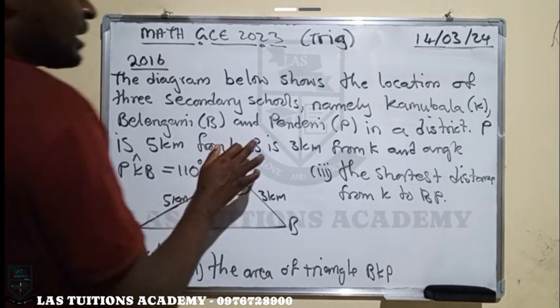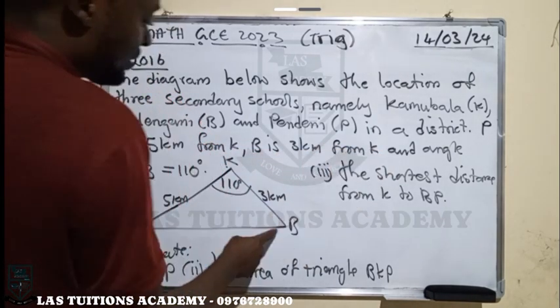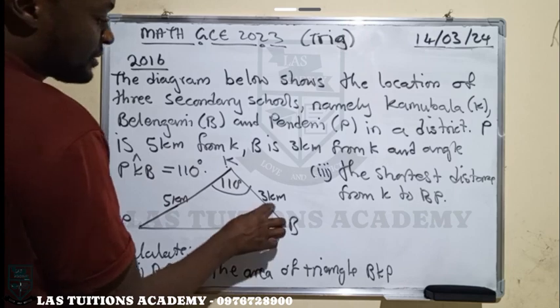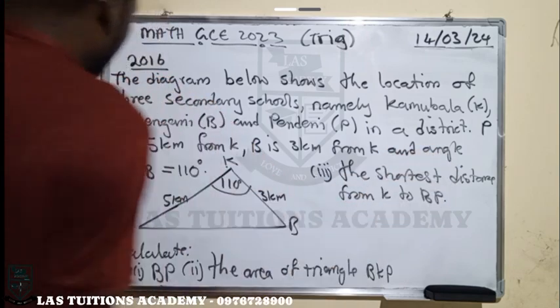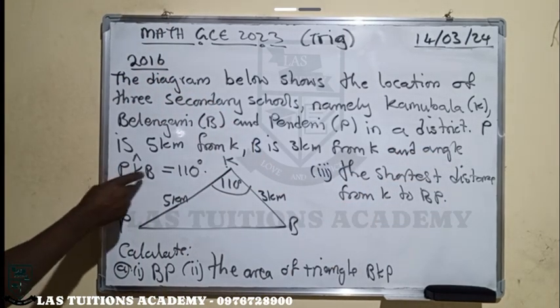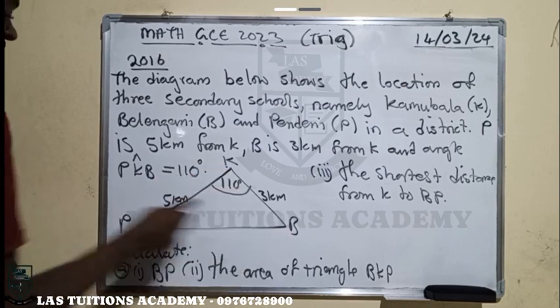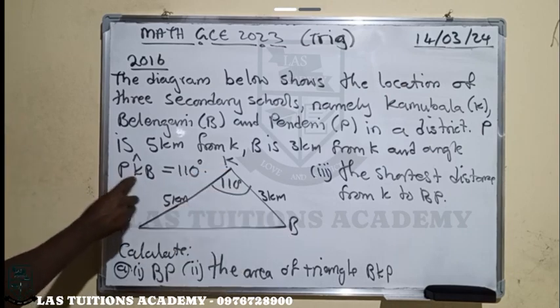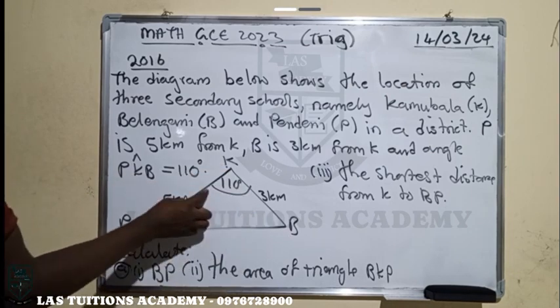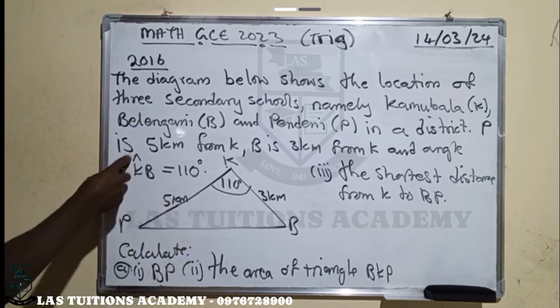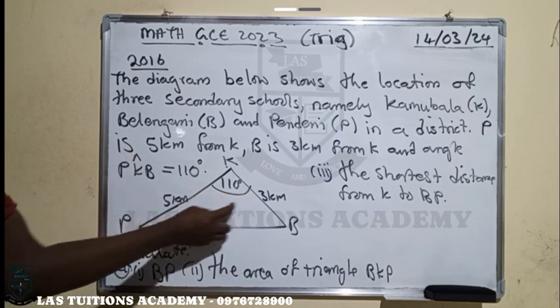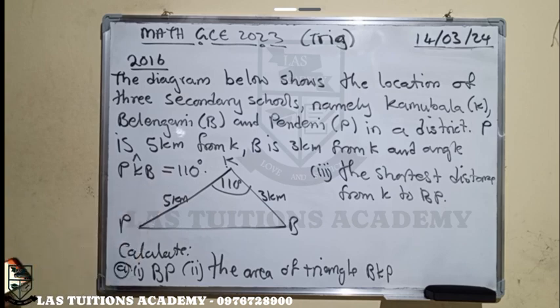B is 3 kilometers from K. So from K to B is 3 kilometers. And the angle PKB. The number that is in the middle is the one that carries the angle there. And even when you see that symbol on top, it means the angle is here on K. This is equal to 110. We are given that in the question.